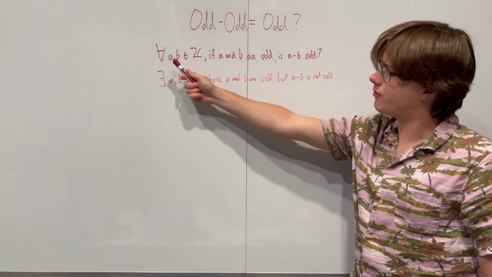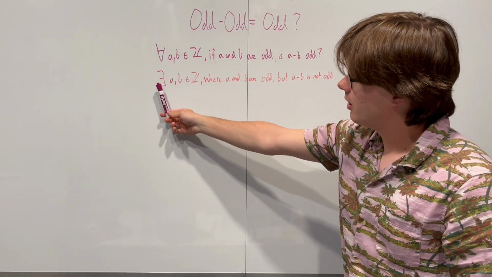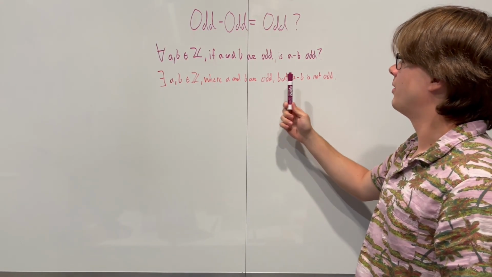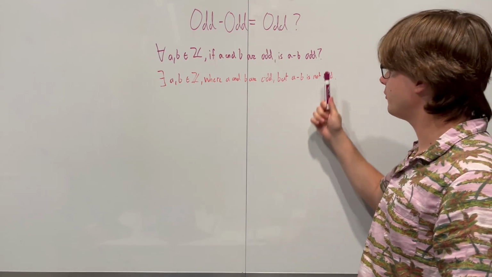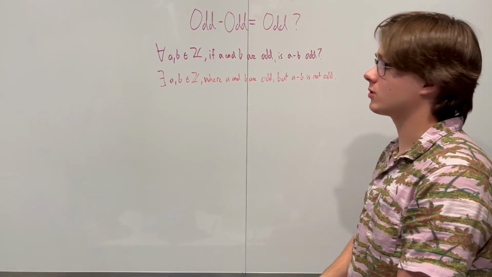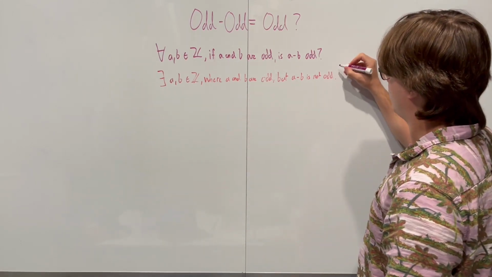Okay, so the negation of a for all is always going to be a there exists. So our negation is going to end up being there do exist integers a and b where a and b are both odd, but a minus b is not odd. I could have written even, but let's play it safe and just say not odd, because maybe we find that the difference is also not even either, right? So how do we prove our red statement here?